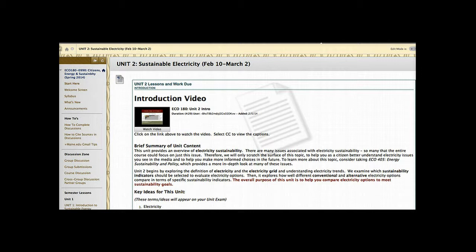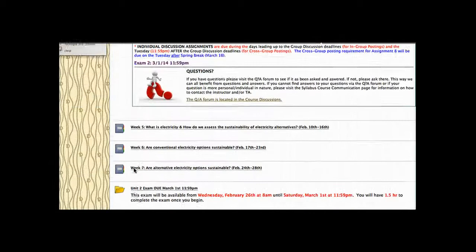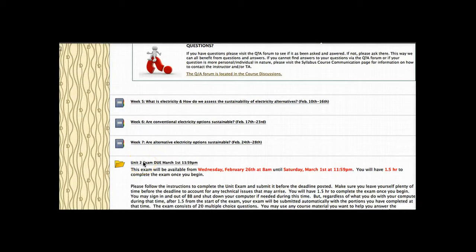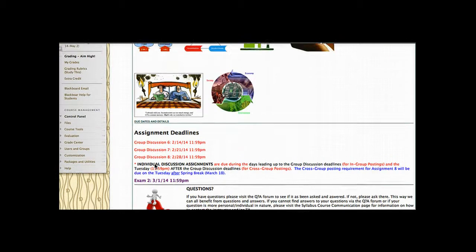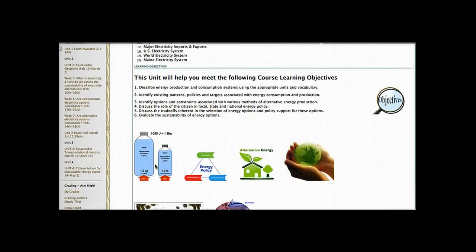At the end of this week, don't forget to take the Unit 2 exam. It will be available in the Unit 2 folder below the list of the 3 weekly folders. After Wednesday, February 26th at 8 a.m., you will be able to click on this link and enter the exam. However, do not click on the link until you are ready to devote your full attention to the exam and until you have prepared and studied appropriately.